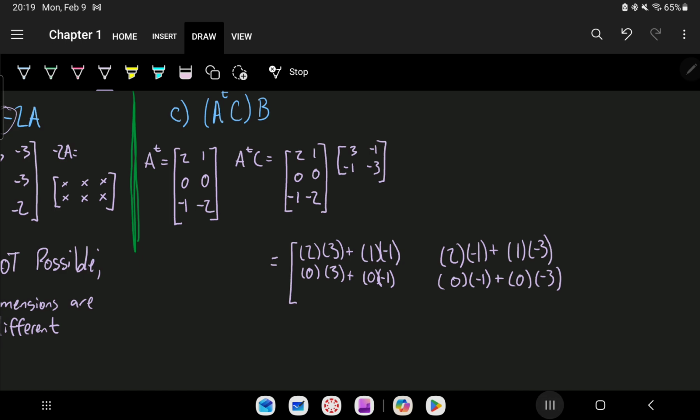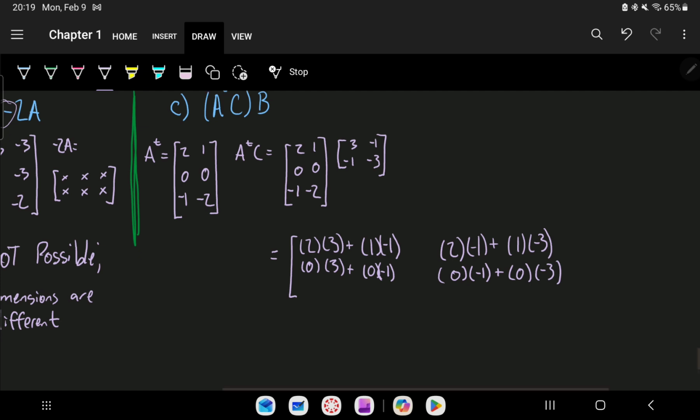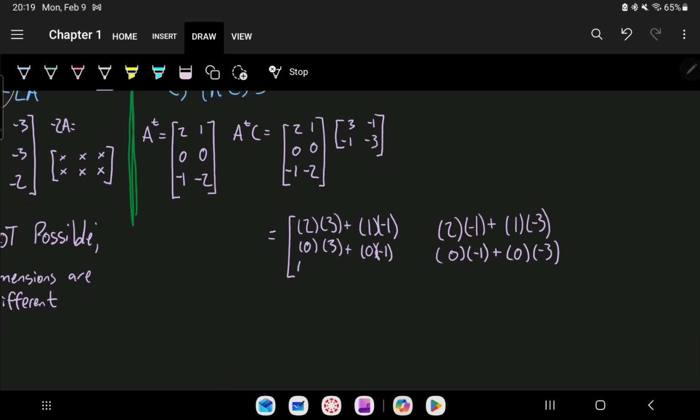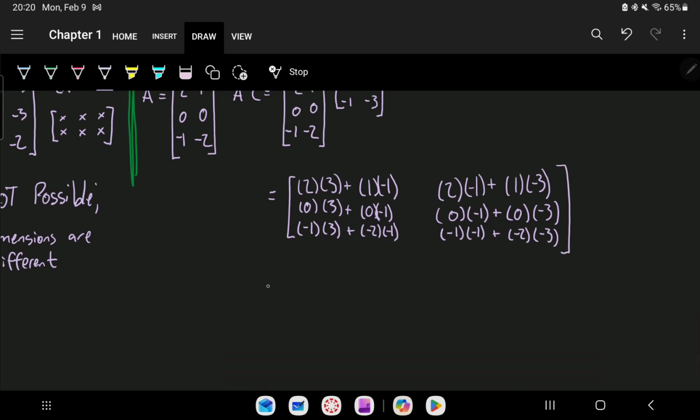And you'll see how this is stacking up to be a 3 by 2 matrix. All right, final row of A transpose with both columns of C. That's going to give us -1 times 3 plus -2 times -1. And finally, -1 times -1 plus -2 times -3. All right, this looks like a mess, but as soon as we do these dot products, we're going to see that it just looks like a normal matrix.